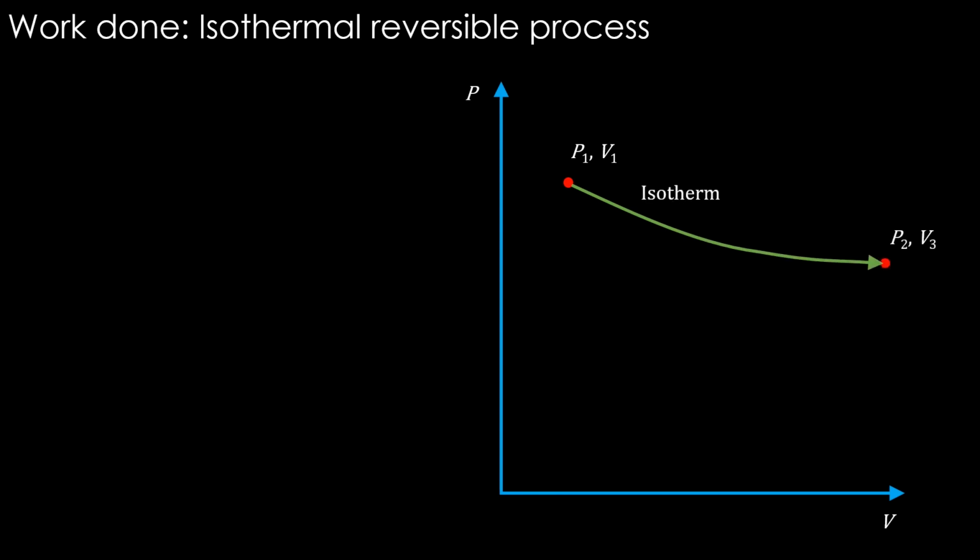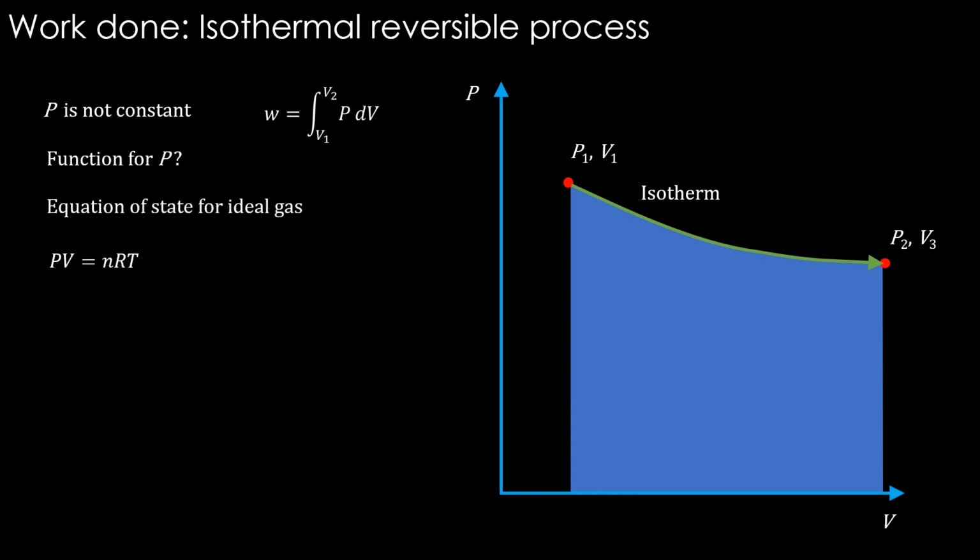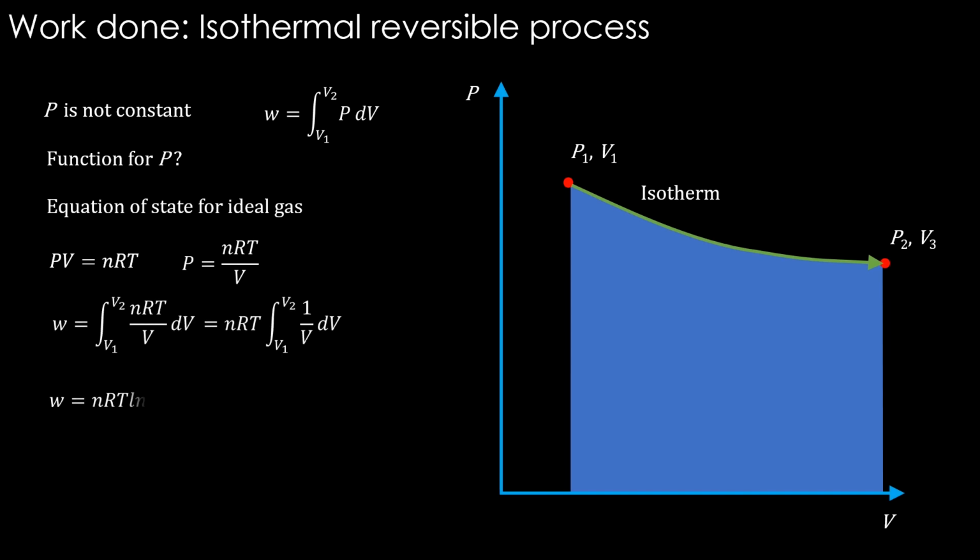Let's calculate work done in an isothermal process. It is simpler. We can start from the gas law and get an expression for P which has both T and V. Since temperature is constant in an isothermal process, we can happily use this expression and integrate. We get nRT natural log of V2 divided by V1.